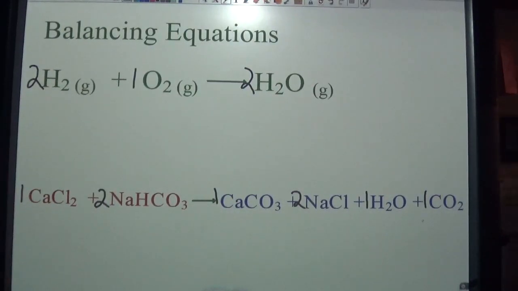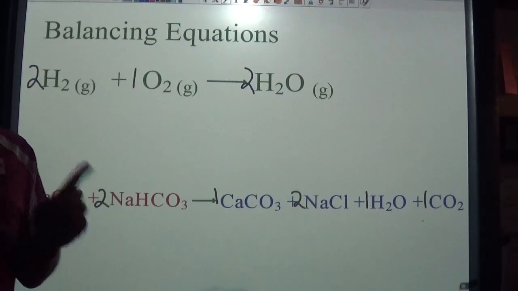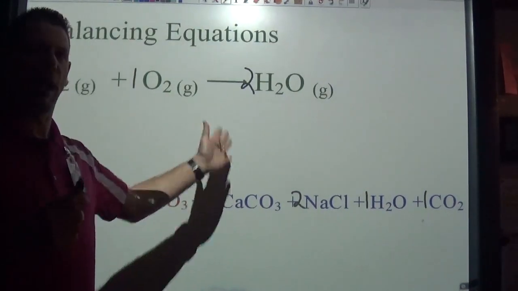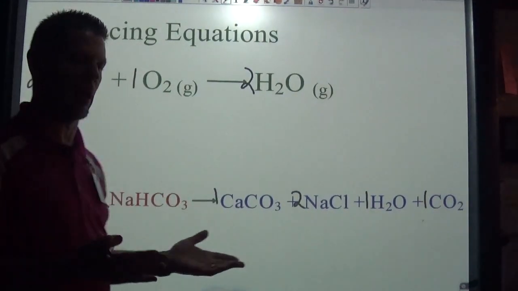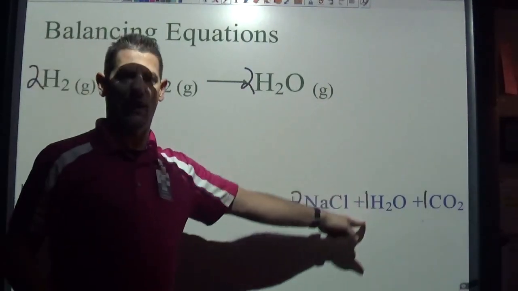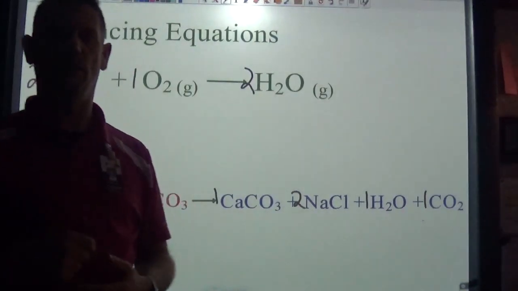Balancing equations looks like it's going to be really, really hard. Like, oh my gosh, I don't know what to do. But if you know how to multiply and add, and then you compare, this is like the balance beam of a teeter-totter. You have to have the same number of atoms on the left as you do on the right for every element present.